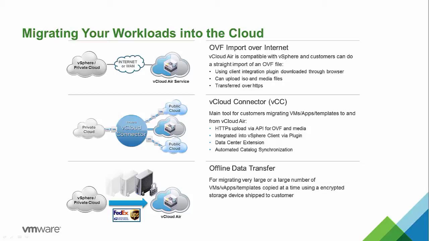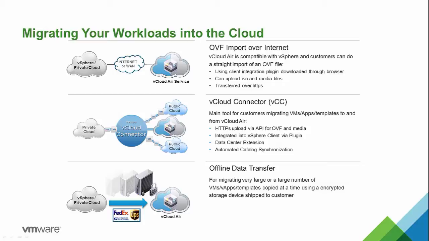Another way of bringing our workloads into the cloud is using vCloud Connector. This will be the main tool for customers migrating VMs, apps and templates to and from vCloud Air. It does an HTTPS upload via API for OVF and media. It's integrated into the vSphere client as we've seen earlier and how to configure that. It also includes the features of Datacenter Extension and catalog sync as we discussed earlier.